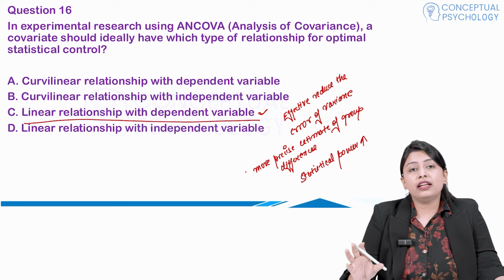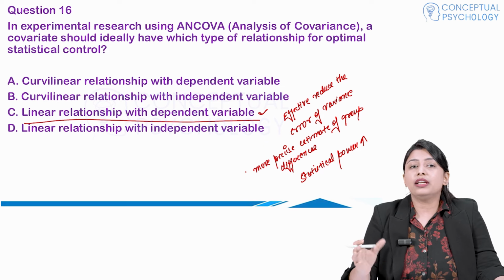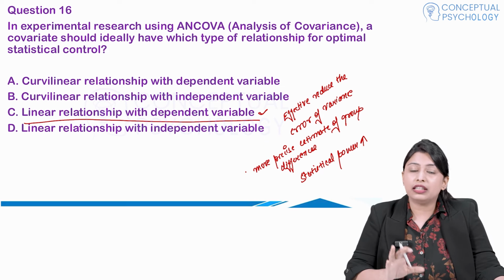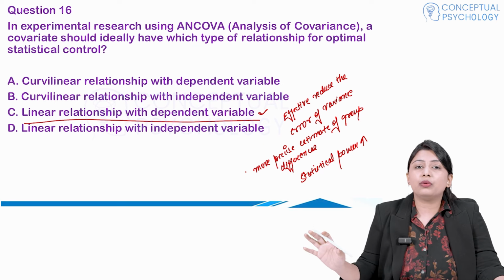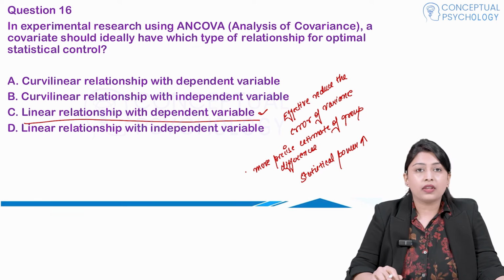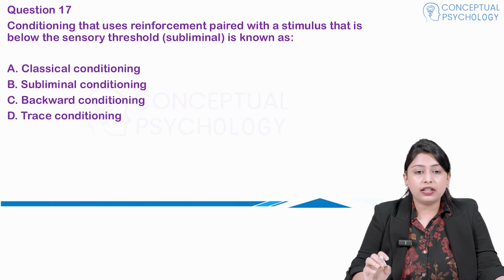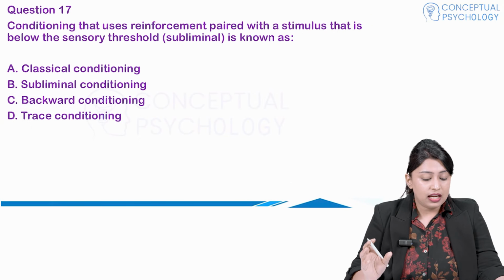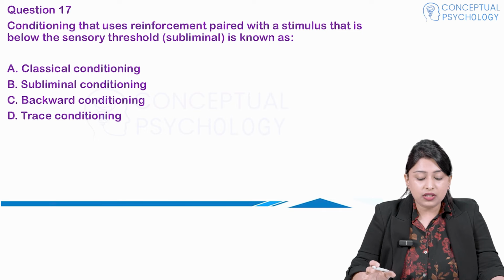So the covariate should not be related to the independent variable, which is the treatment, to avoid confounding the treatment effects. Okay. So let's move on to the next question.